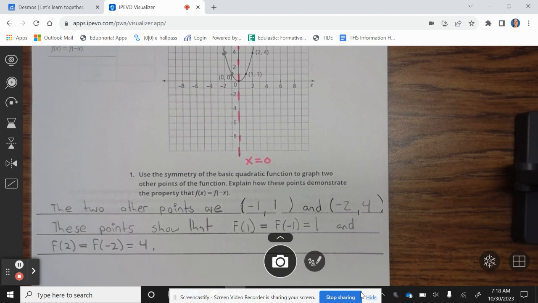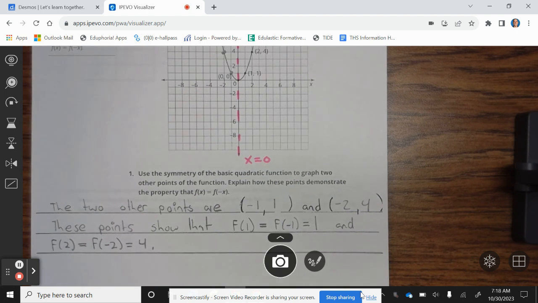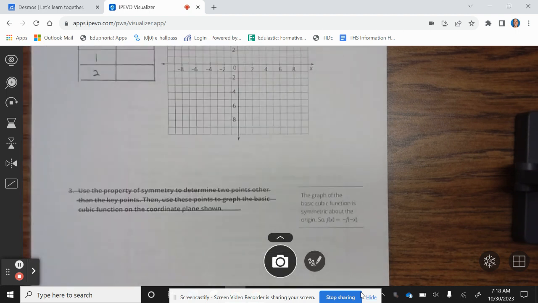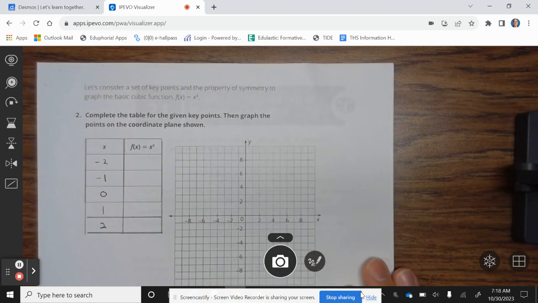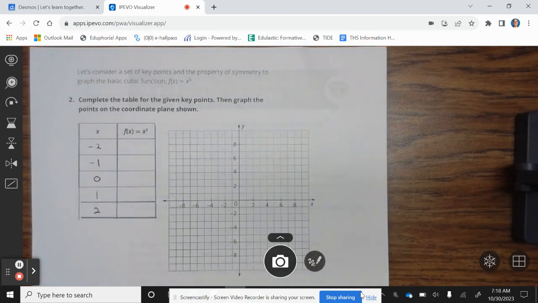Okay, go ahead and finish that up. Let's take a look at the next page. Let's consider a set of key points and the properties of symmetry to graph the basic cubic function f of x equals x cubed. Complete the table for the given key points. Then graph the points on a coordinate plane.